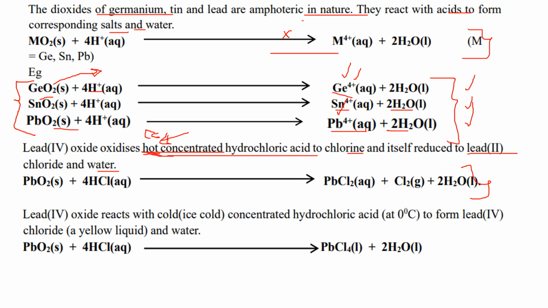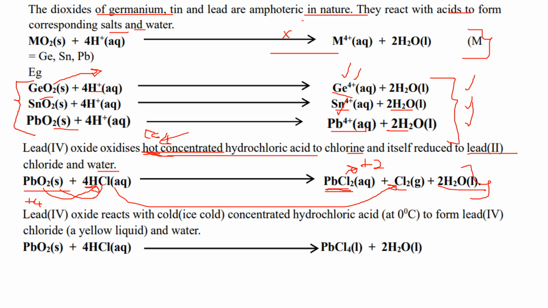So hot concentrated hydrochloric acid is oxidized by lead oxide to form chlorine gas, and after oxidizing, lead gets reduced to lead 2 chloride. We are saying it gets reduced because here lead is in the plus 4 oxidation state, and the compound forming, which is lead 2 chloride, is going to be in the plus 2 oxidation state, and that's what we call reduction. Lead oxide oxidizes hydrochloric acid to chlorine gas and water, and itself is reduced to lead 2 chloride.